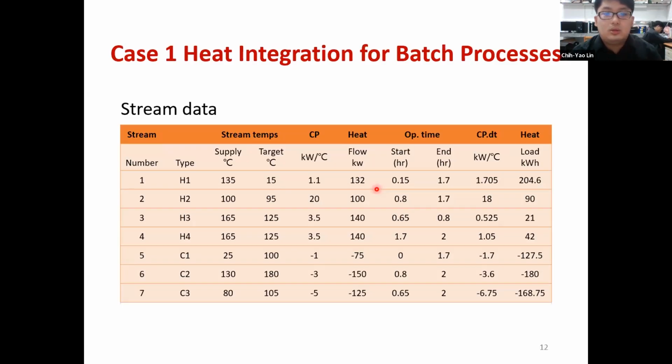Case 1, heat integration for batch process. Case 1 stream data have 4 hot streams and 3 cold streams, and provide inlet temperature, target temperature, and operation time. Then we could do heat integration.